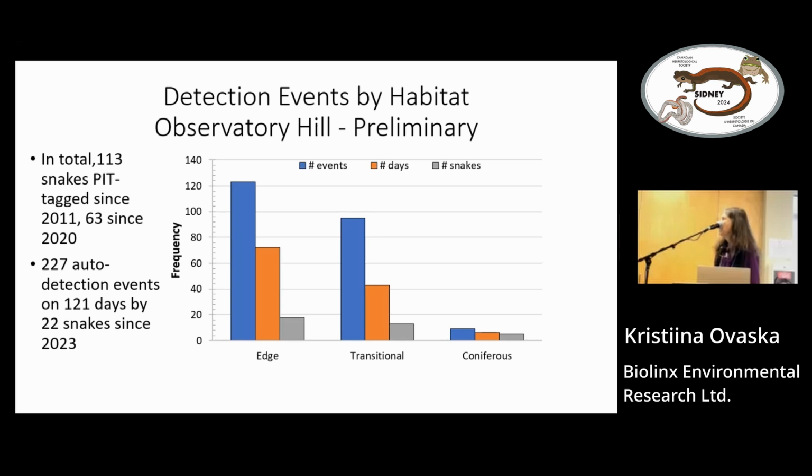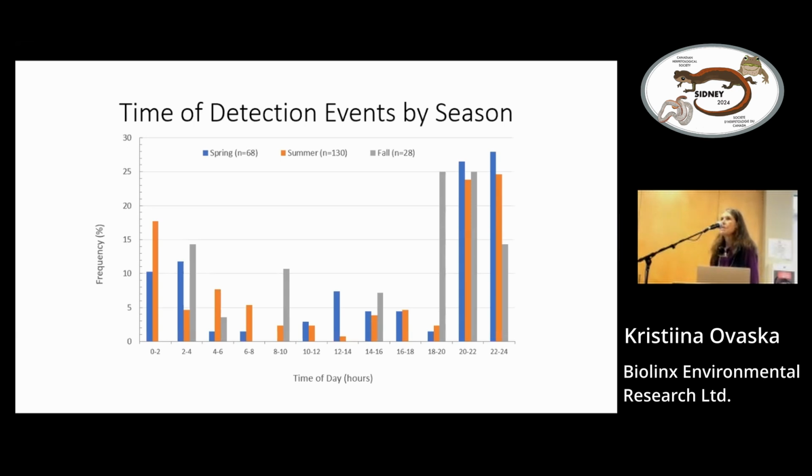So from here, we can see that the edge and the transitional habitats are used most, but they also use the coniferous habitat, and this is somewhat unexpected, and we hope to gather more data on the use of the coniferous forest. It's not trivial from the conservation point of view, because we may need to also include these areas into the critical habitat.